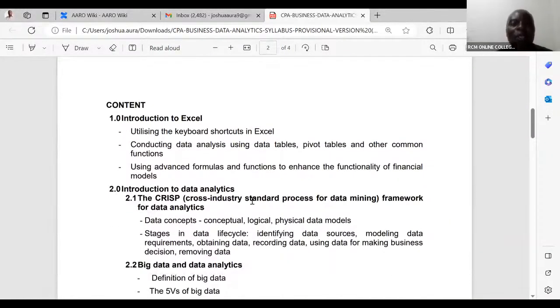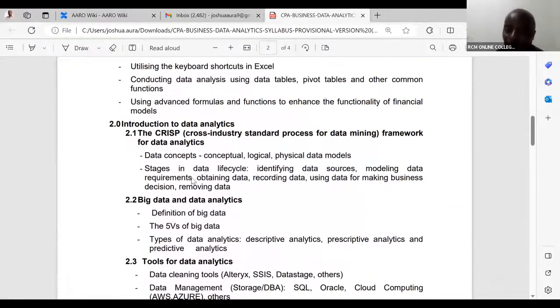So the content, we shall be forced to teach you quite a little bit of Excel. They're calling it introduction to Excel, utilizing the keyboard shortcuts in Excel, like Control-C. We have in this case here Control-H. We shall be able to teach them here. Conducting data analysis using the famous data tables, pivot tables, and other common functions. Using advanced formulas and functions to enhance the functionality of financial models. You can see in this case, the Excel that they want us to teach you is quite little. And then we have introduction to data analytics, the CRISP model.